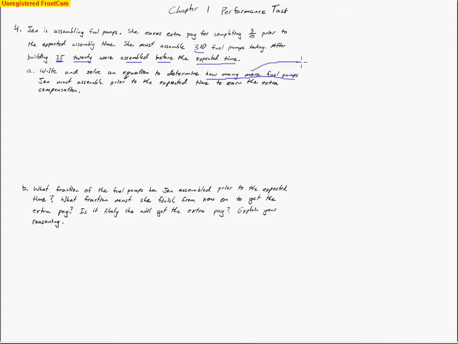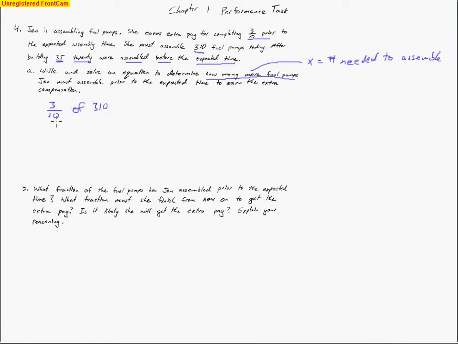So this is the question there, and so we're going to call that our unknown. So x equals the number needed to assemble. She only has to assemble 3/10 of the fuel pumps prior to the expected time. So let's find out how many she needs. So 3/10 of 310 is what they're asking for.